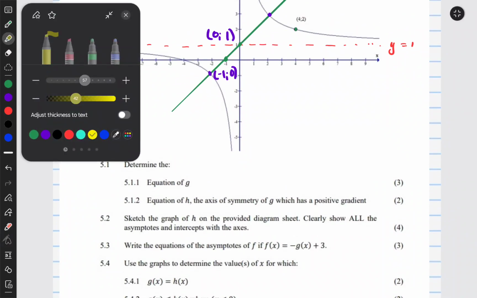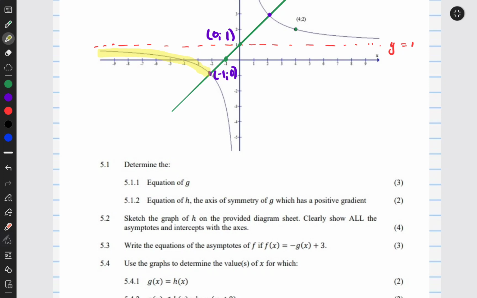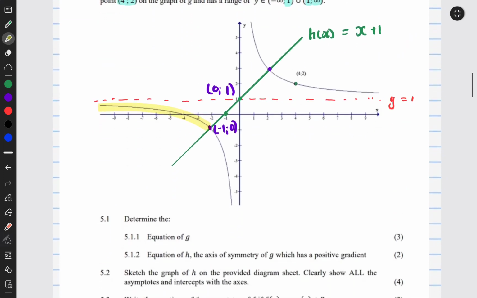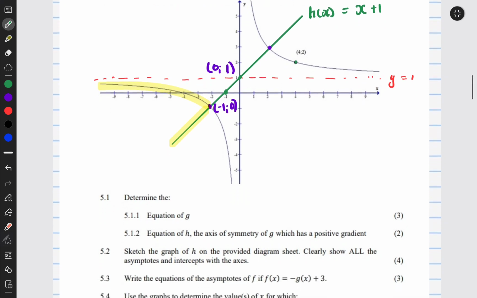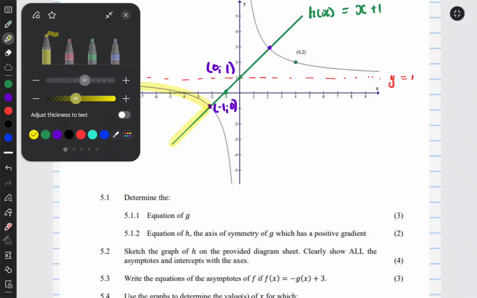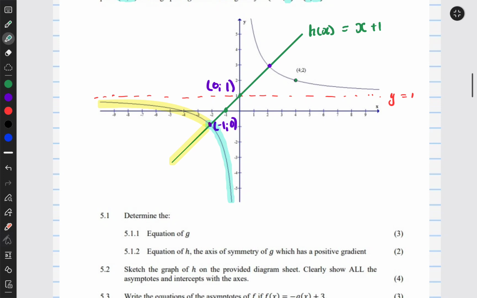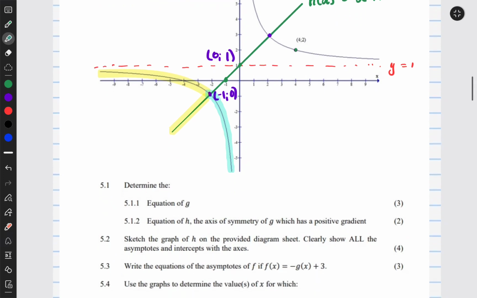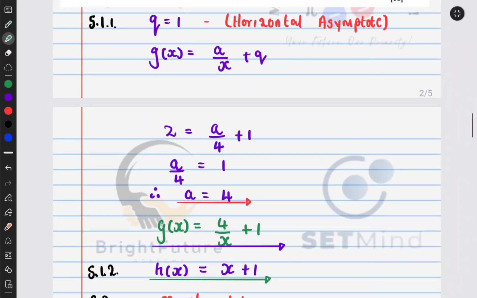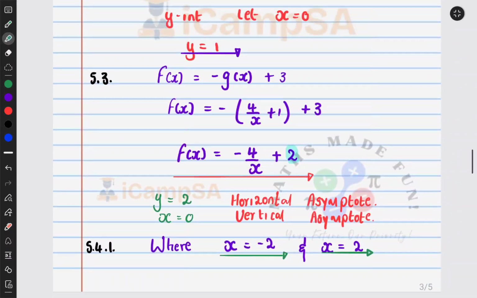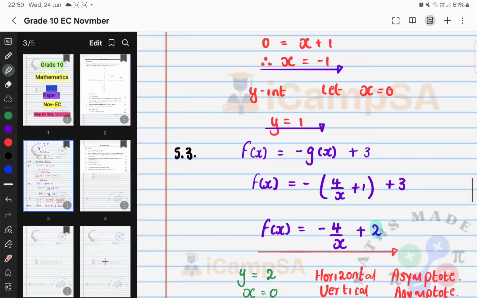Let's come here. From here, the function of g is above the function of h. But once we get there at -2, what happens? The function of g goes below the function of h. So from -2 to right before x is equal to 0. So 5.4.2, let's add a page.